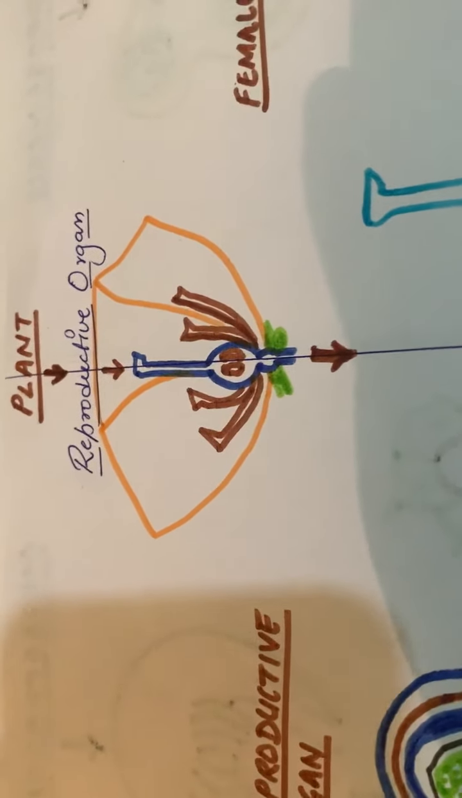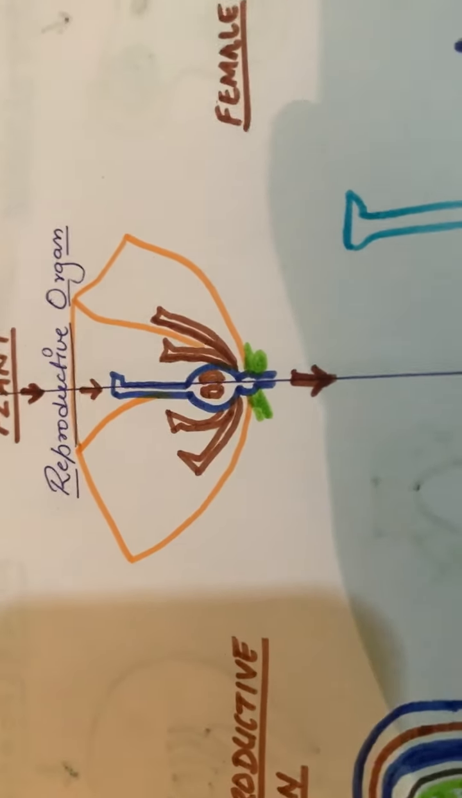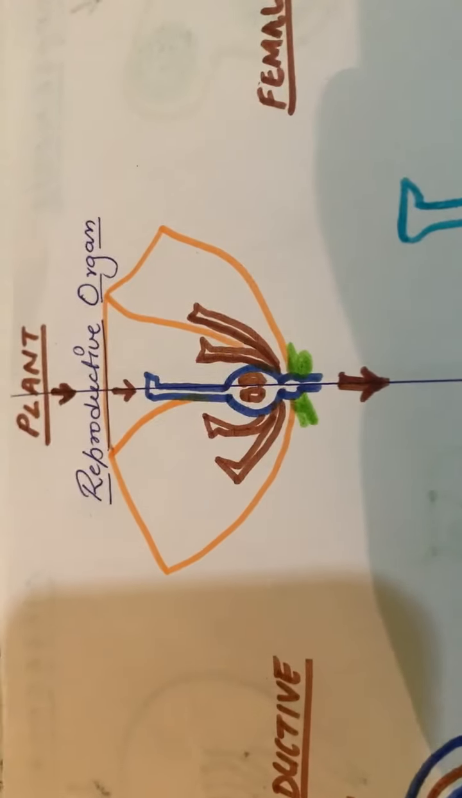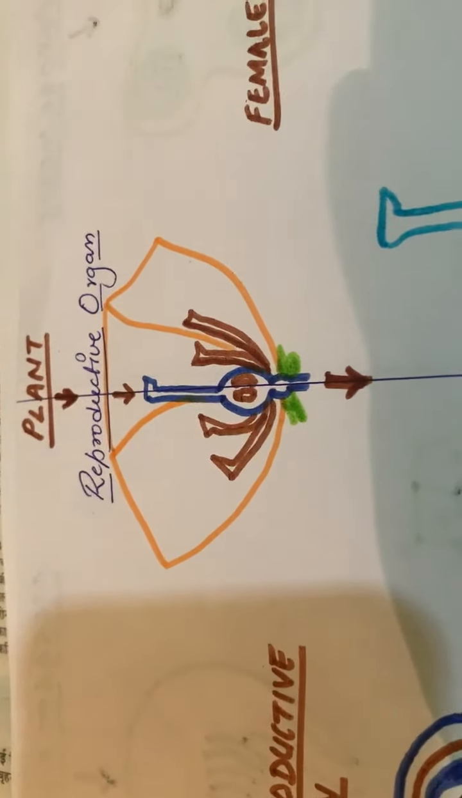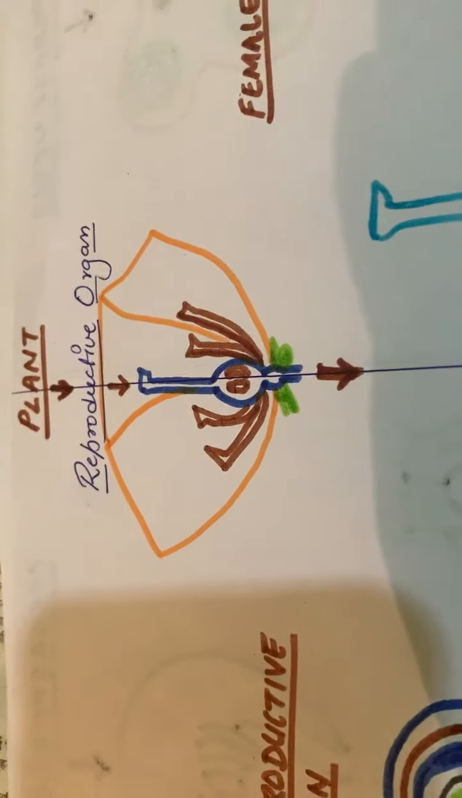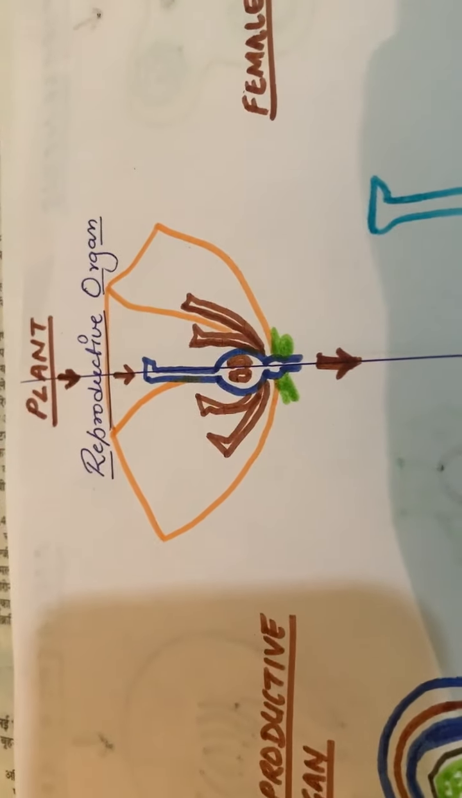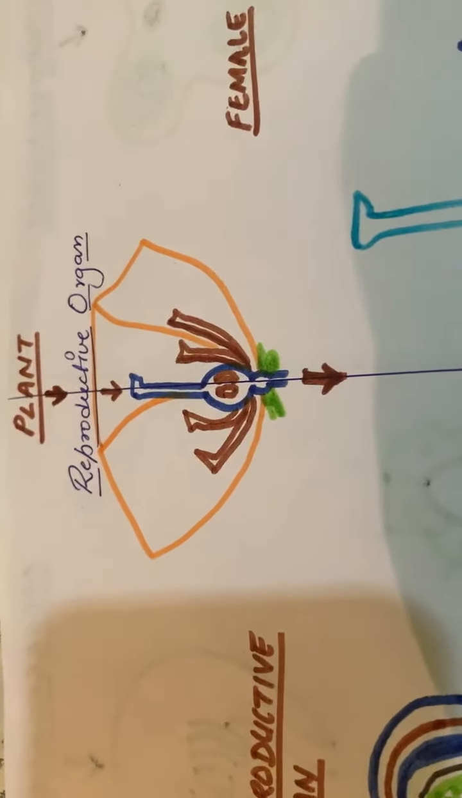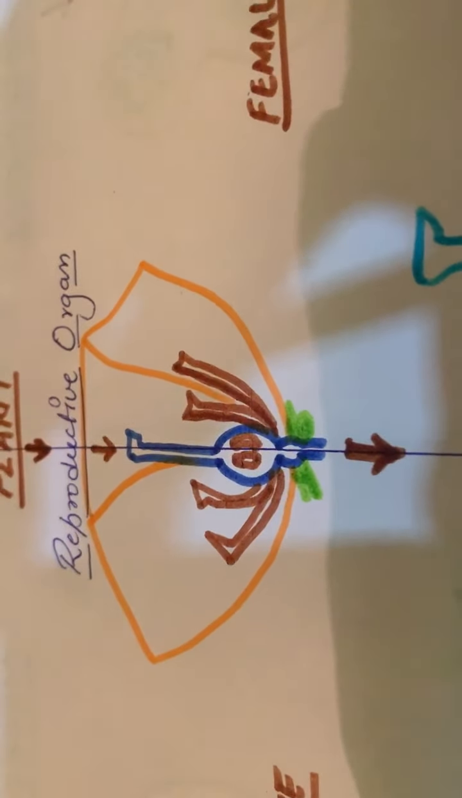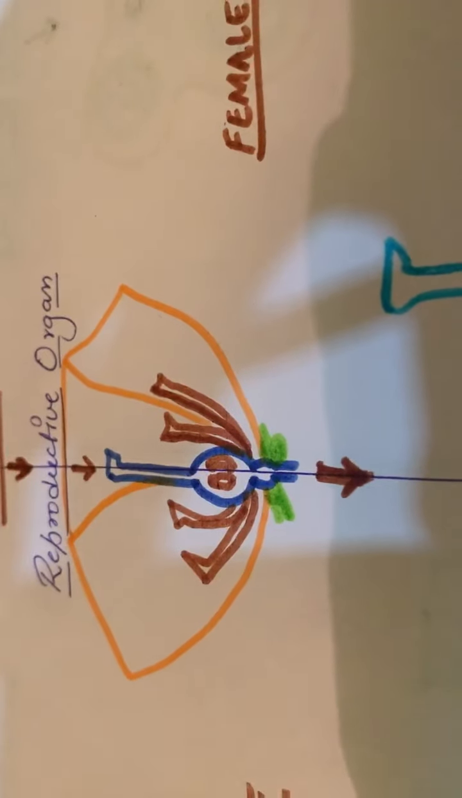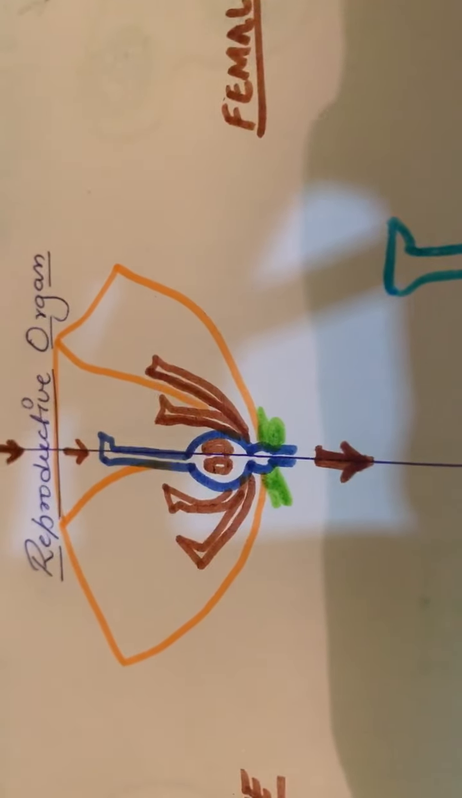Hello children. As you all know, we are going to start a new chapter, that is sexual reproduction in plants, or say sexual reproduction in flowering plants. Firstly, I had told you about an angiospermic plant, that it comprises flowers.